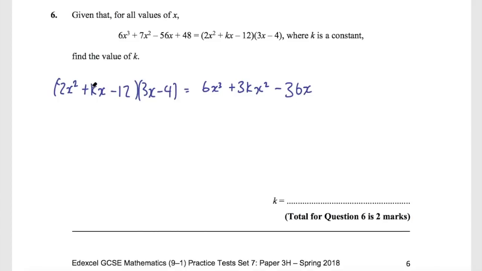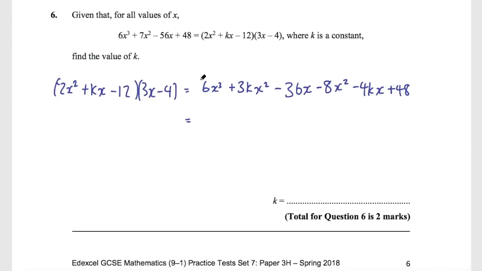And then we take all of these terms and multiply them by the second term in the second brackets. So 2x squared times minus 4 will be minus 8x squared. And then kx times minus 4, that's going to be minus 4kx. And then minus 12 times minus 4, that's going to be plus 48. Okay, now we can go ahead and simplify this by combining like terms.